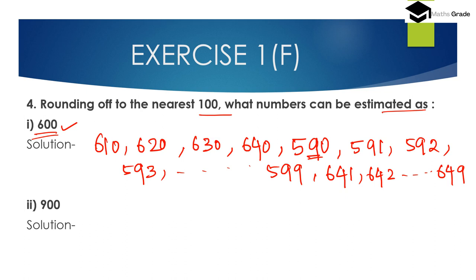641, 642, up to 649. So these are the numbers: 610, 620, 630, 640, 641, 642 up to 649, then 590, 591, 592 up to 599. These are the numbers rounding up to the nearest 100. The estimated number will be 600. Now second bit, 900. We have to find which numbers, rounded to the nearest 100, will be estimated as 900.